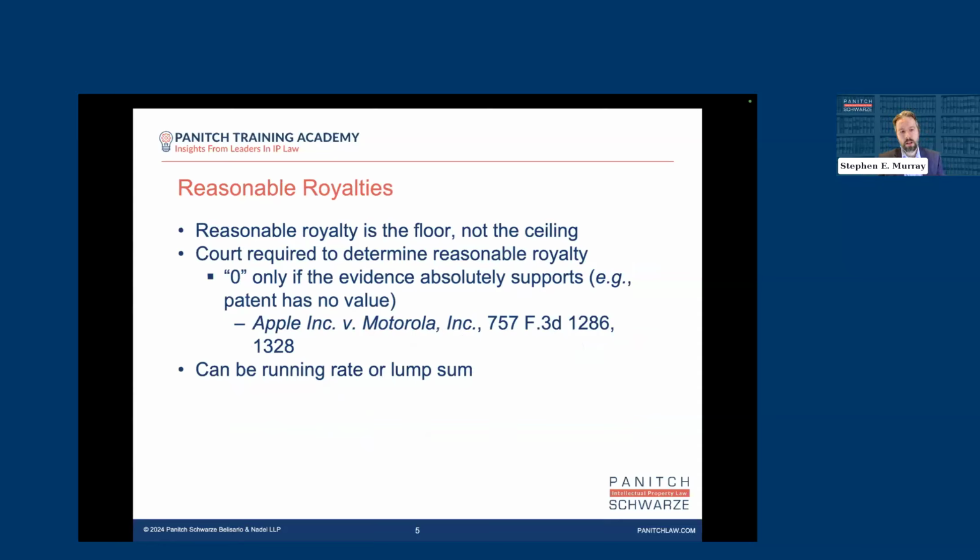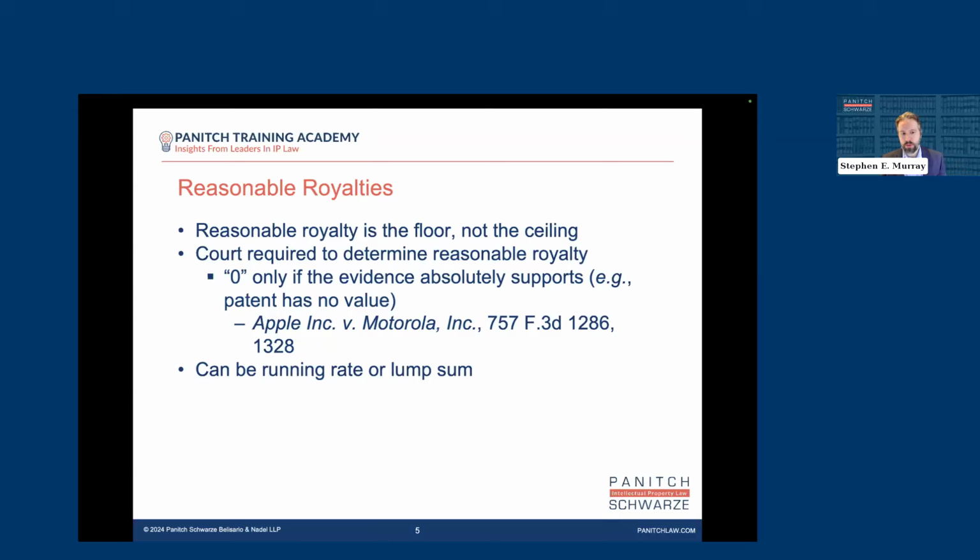All right, thanks, John. So if you think about the language that we discussed from Section 284 a minute ago, it says the court shall award damages in no event less than a reasonable royalty. And that means a patent owner is entitled to a reasonable royalty at a minimum as a result of a finding of infringement. So you can conceivably get more, but you can't get less. So obviously how you get to a reasonable royalty becomes highly critical, because as a patent owner, you're going to want to drive that number as high as you can. And as an infringer, you want that number to be as low as possible.